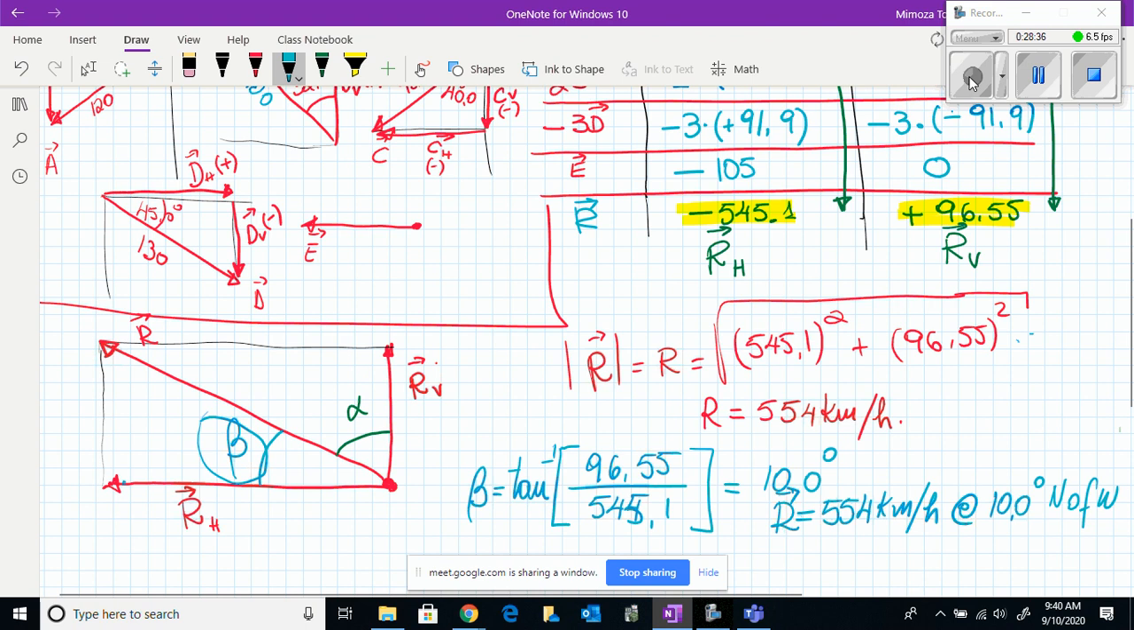Now you may say, what if I find angle alpha, or if you are looking to write it in reference to angle alpha, then the resultant will be 554 kilometers per hour at 80 degrees west of north. Both of them are right. You can look at both of the answers as the right answers.